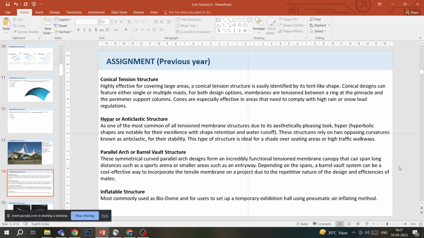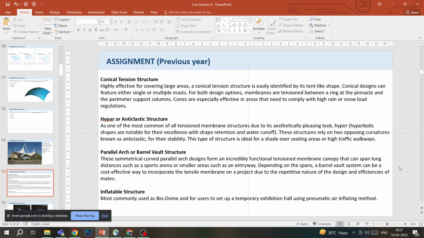Again, parallel arch or barrel vault structure is the same thing, where there is an arch which is moving in this one axis direction and it's creating a space structure. It is comparatively the simplest looking kind of tension structures, membrane structures that we are talking about here. And it can be cost effective because it is easier to incorporate the tensile member on a project due to the repetitive nature of the design, because it's just one curve that's happening.